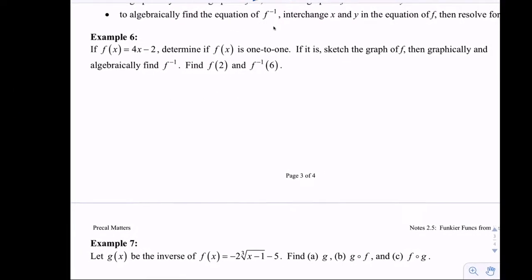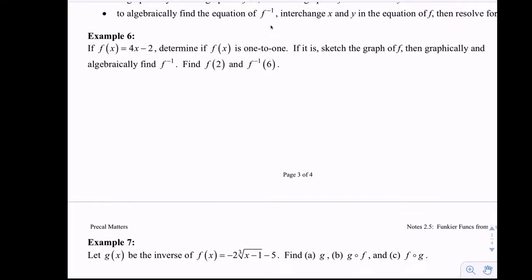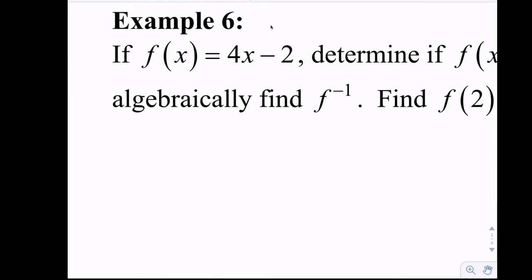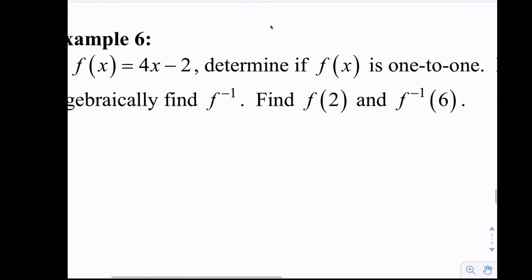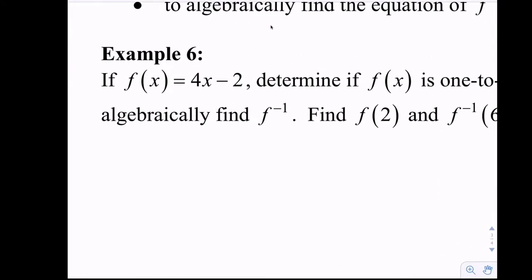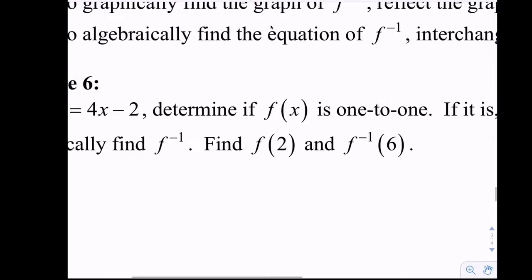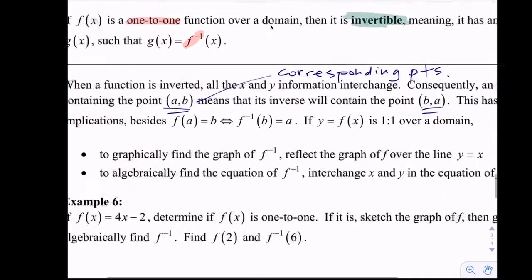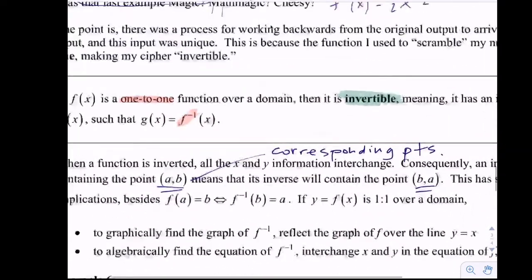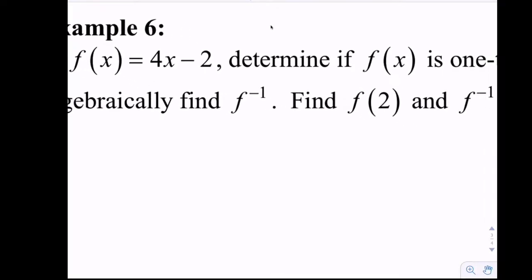All right, here we go with example 6. We're talking about inverses. It says if f of x equals 4x minus 2, determine if f of x is 1 to 1. If it is, sketch the graph of it, and then graphically and algebraically find f inverse. Okay. How are we going to determine if it's 1 to 1?